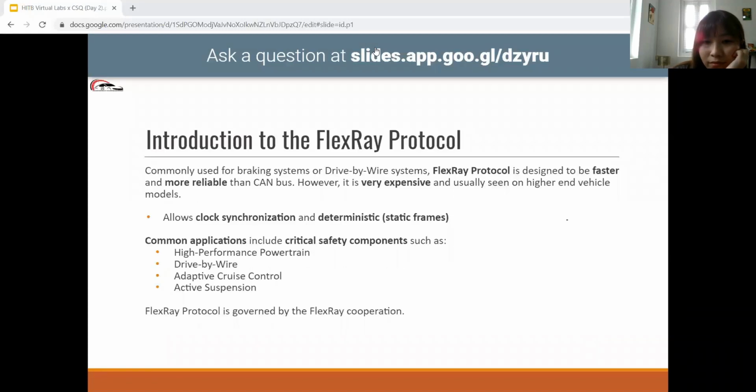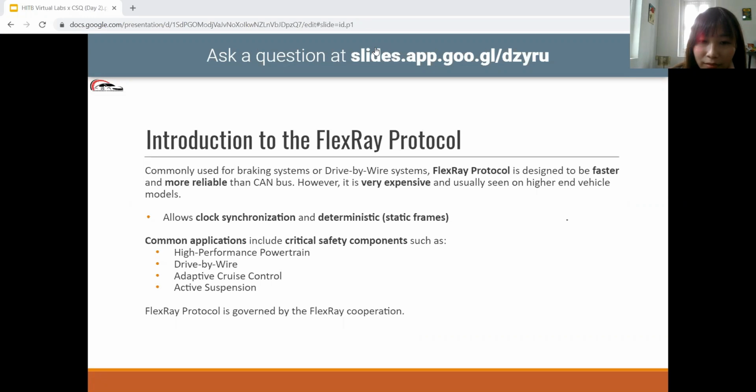So now we'll go on to the FlexRay protocol. This protocol was developed by the FlexRay Consortium, which was started by BMW and Daimler when they wanted a new network other than the CAN. The CAN is quite a slow protocol, which is up to 1 Mbps. FlexRay is 10 Mbps, and it's faster and more reliable in the sense that it allows for clock synchronization. However, it's very expensive, so it's not usually seen in common cars, but on higher-end vehicles. So the BMW X5 has this protocol.